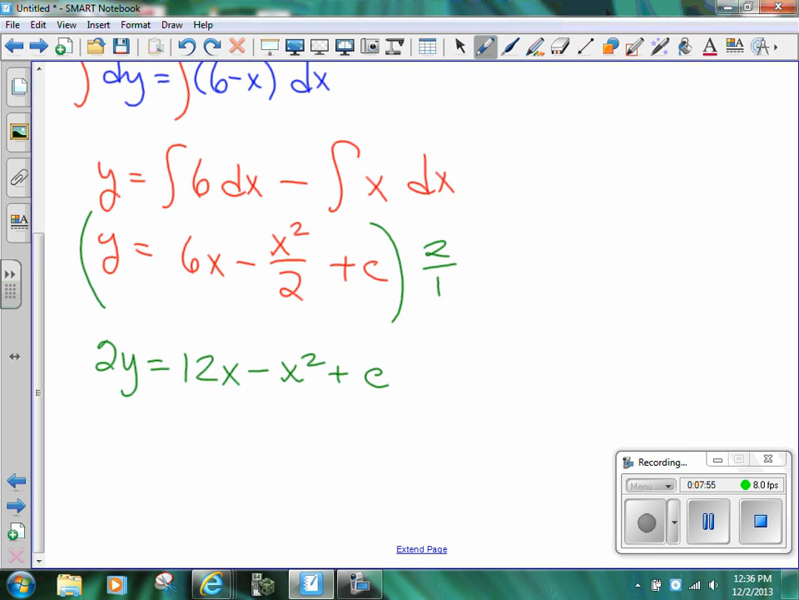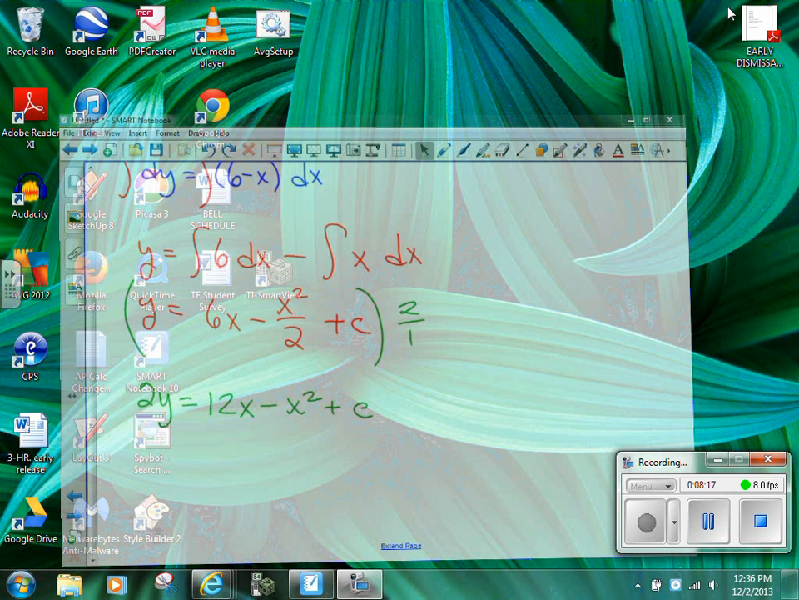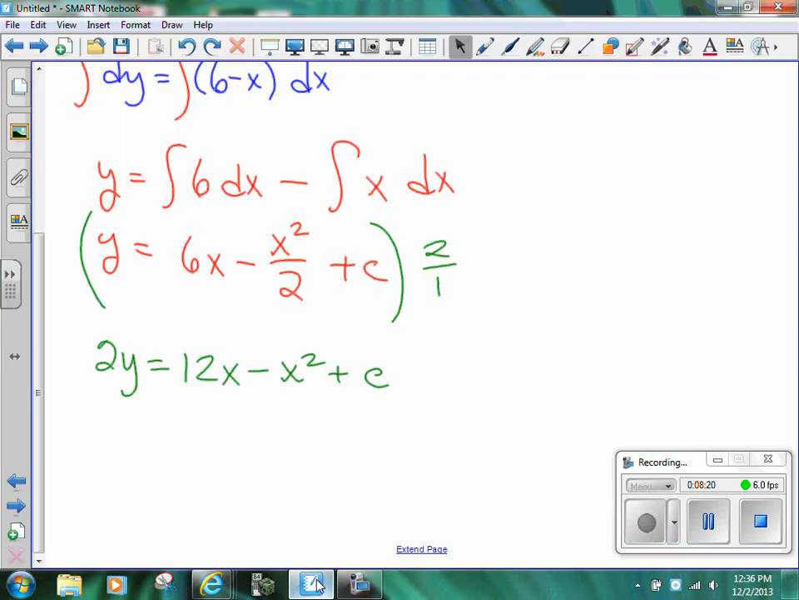Solve this for c. Yes. Solve it for c. Because the book has something different.